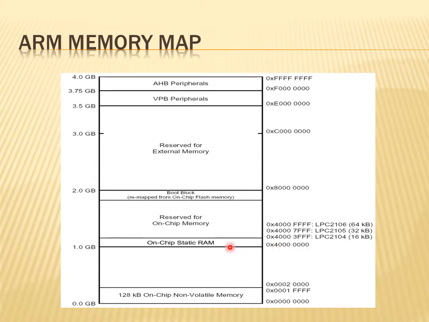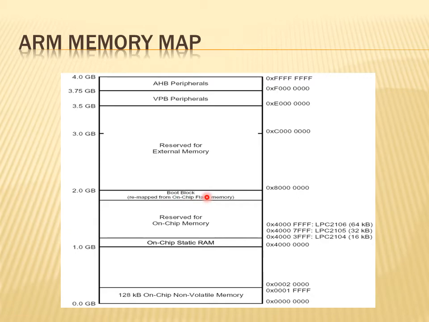So our entire program as well as the data goes here in this particular area, the on-chip static RAM area. Okay. The next locations are reserved for on-chip memory. And then the boot block is there. Okay, boot memory is there.